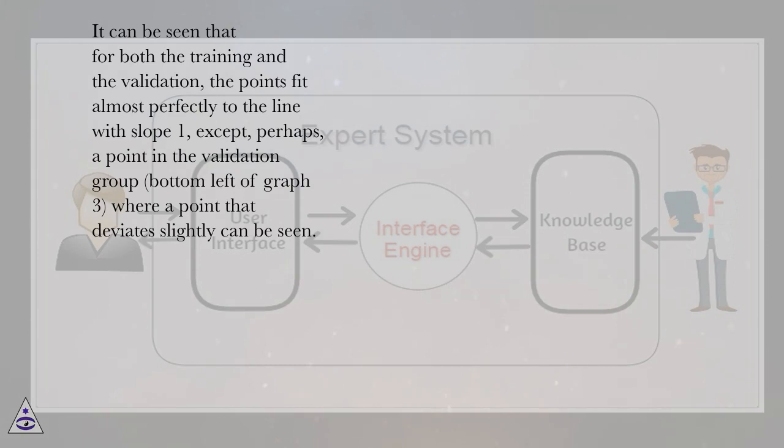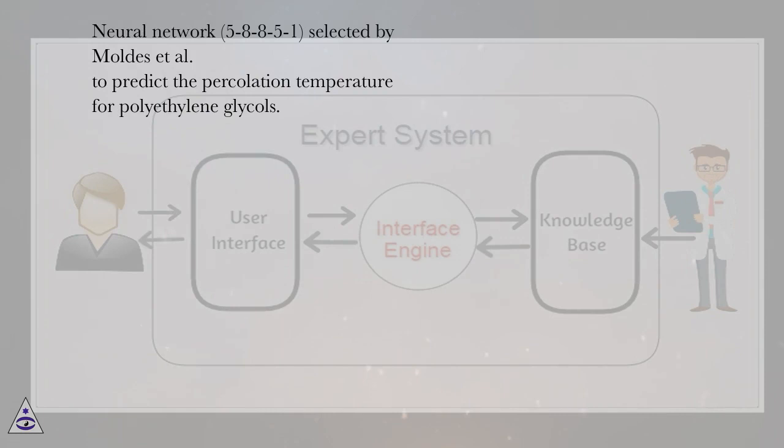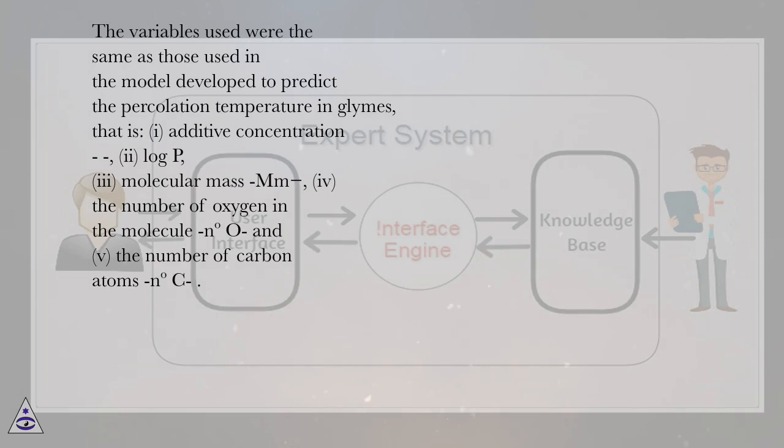The last model proposed by Moles et al. is a neural network model with 58851 architecture, that is, 5 input variables in the first layer, 3 hidden layers with 8, 8 and 5 neurons, and an output layer with 1 neuron, the percolation temperature. Neural network 58851, selected by Moles et al. to predict the percolation temperature for polyethylene glycols. The variables used were the same as those used in the model developed to predict the percolation temperature in glimes, that is, 1, additive concentration; 2, log P; 3, molecular mass M; 4, the number of oxygens in the molecule, NO; and 5, the number of carbon atoms, NC.